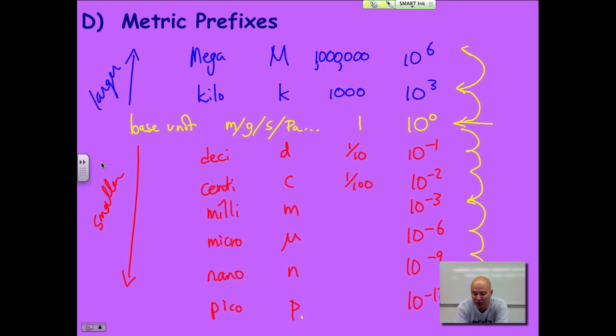I'm hoping that just this little pattern is something that you can use to help remember.